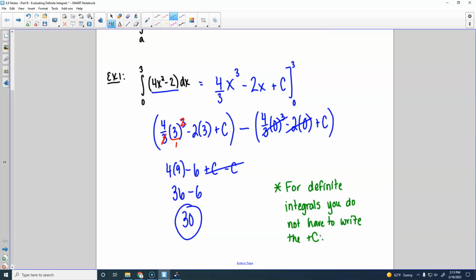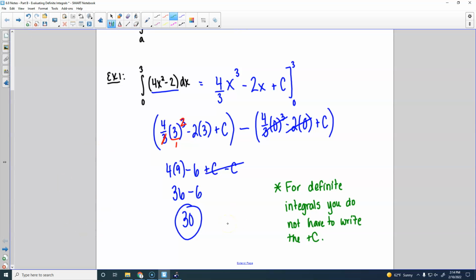Before, you were just finding the general formula. This is actually finding the area underneath that curve from 0 to 3. So this gives a specific area, whereas the other integration is finding a general formula for it, not a specific area underneath the curve.